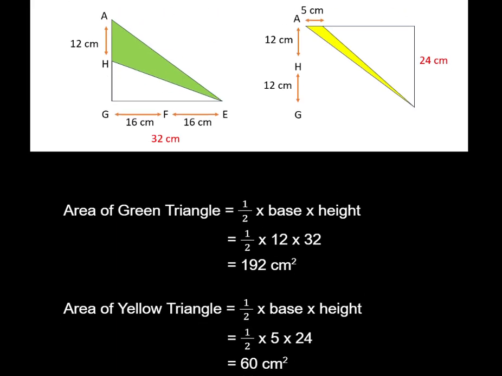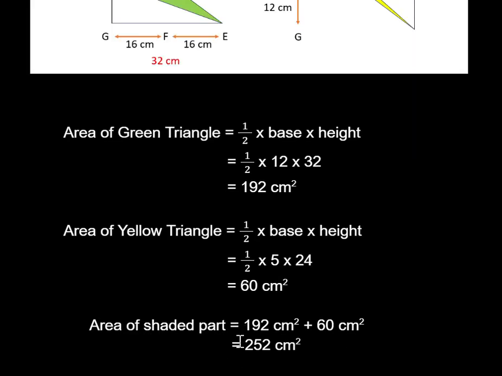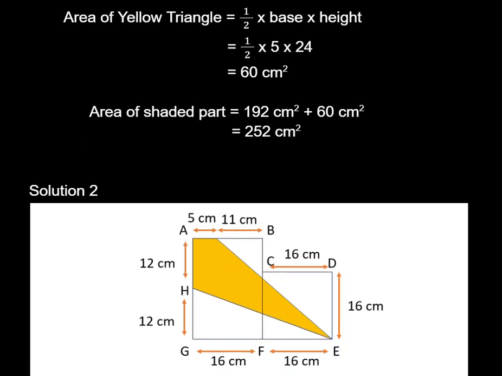Area of the green triangle is half times base times height, half times 12 times 32, you get 192. Area of the yellow triangle is half times 5 times 24, you get 60. You add both together, the area of the shaded part is 252 centimeter square. So this is the first method of doing it. If you do not know how to cut the triangle into two, there is another solution.